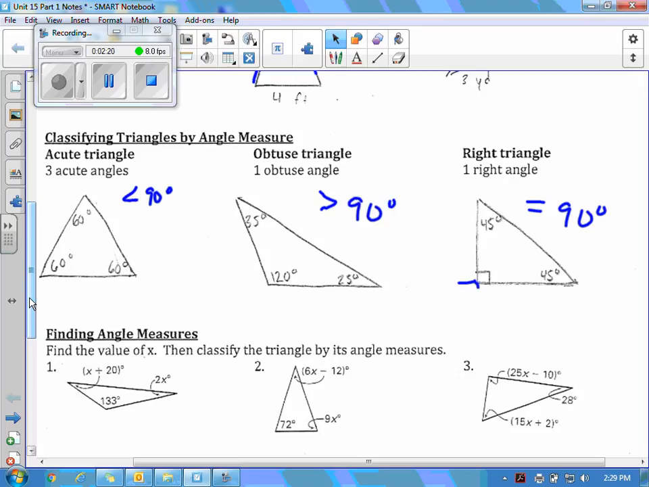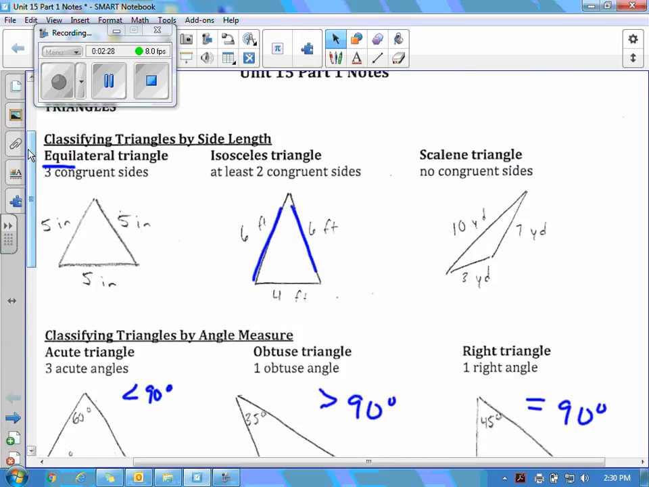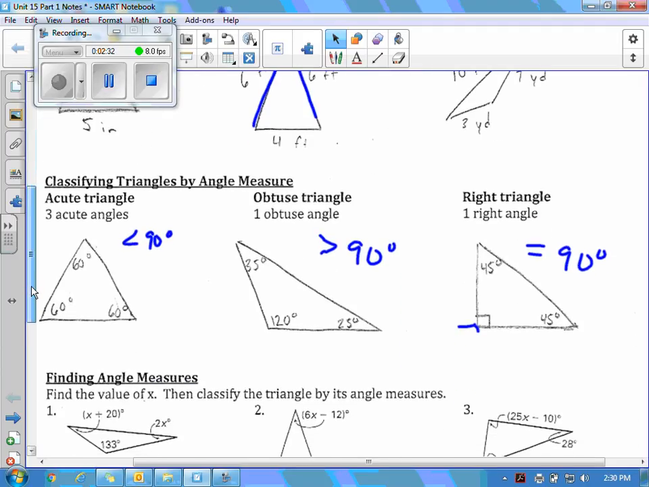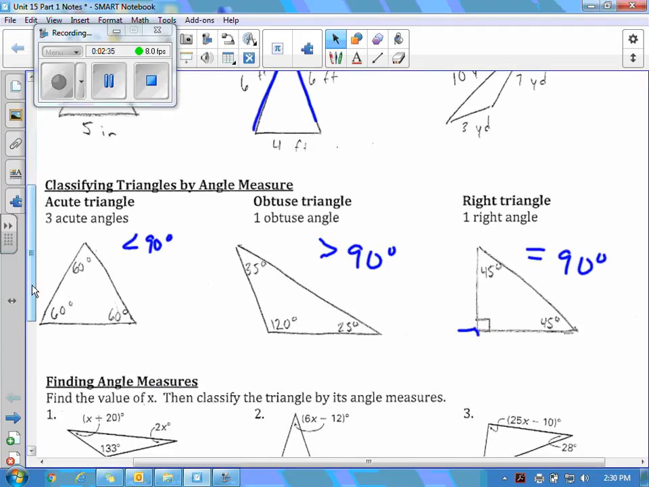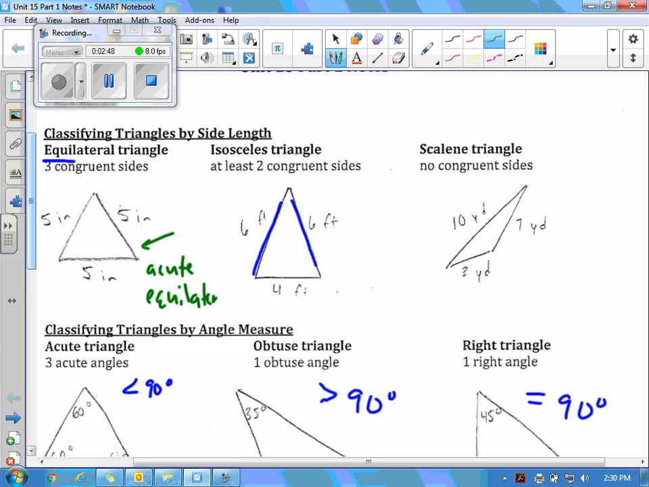So when we name triangles, we would actually use both names. We would use one of the 3 names from the sides, equilateral, isosceles, scalene, and then we'll use one from the angles, acute, obtuse, right. So for instance, this triangle right here would be an acute equilateral triangle. Acute because all the angles are less than 90 degrees, equilateral because all the sides are equal. So we use 2 names for the triangle.